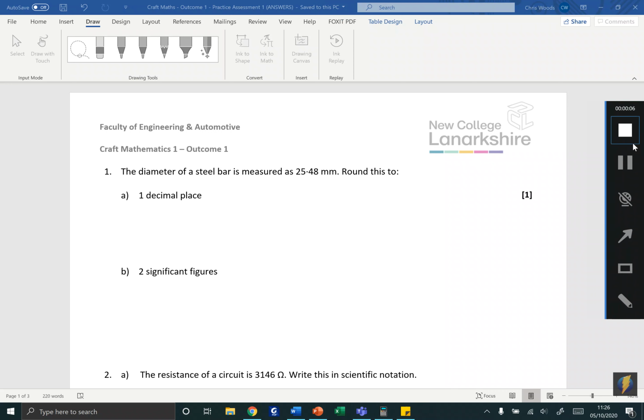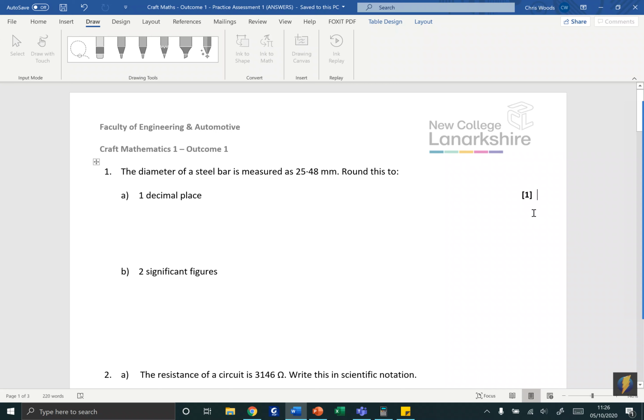Right, we'll go through this. So this is the outcome 1 practice assessment. This is at the back of those booklets that you've got in PDF form. Okay, so this is your rounding, scientific notation, ratio and percentage questions.